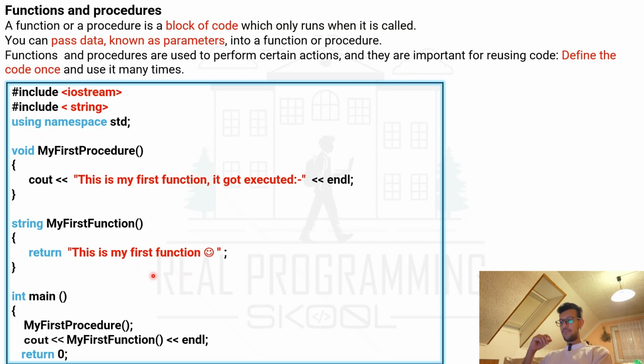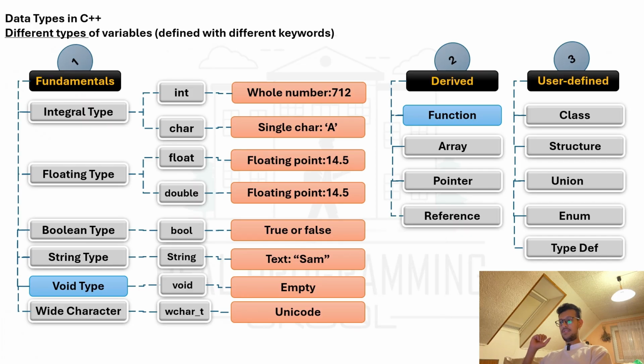And how do we call them in the main function? We call them through their names, but the procedure we call directly from its name without using the cout object before it. For the function we have to use the cout object before its name, but for the procedure there's no need. And don't forget, as I told you before, the void data type is empty, and it's under fundamental data types. Void is a data type; the procedure and the function are derived, and the function returns a value.